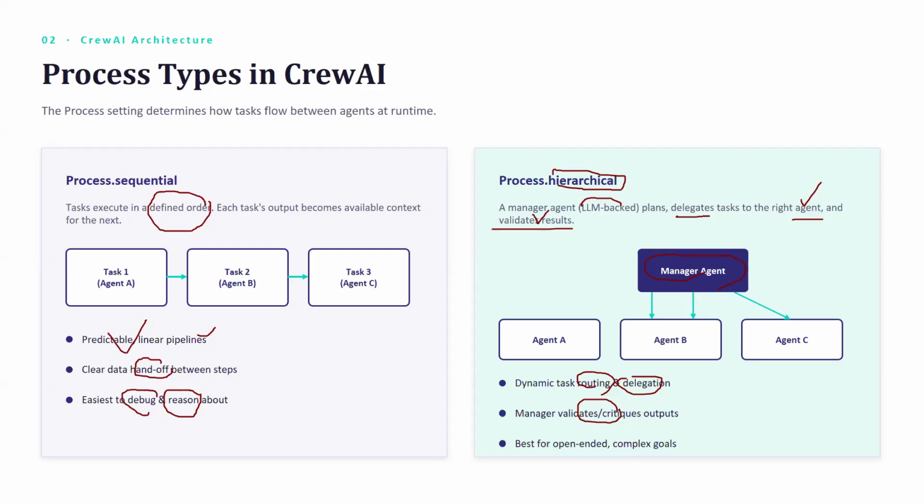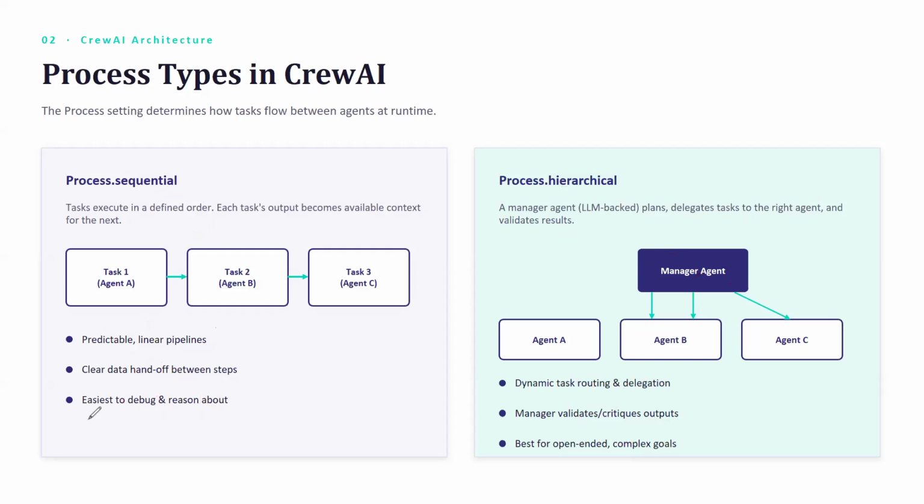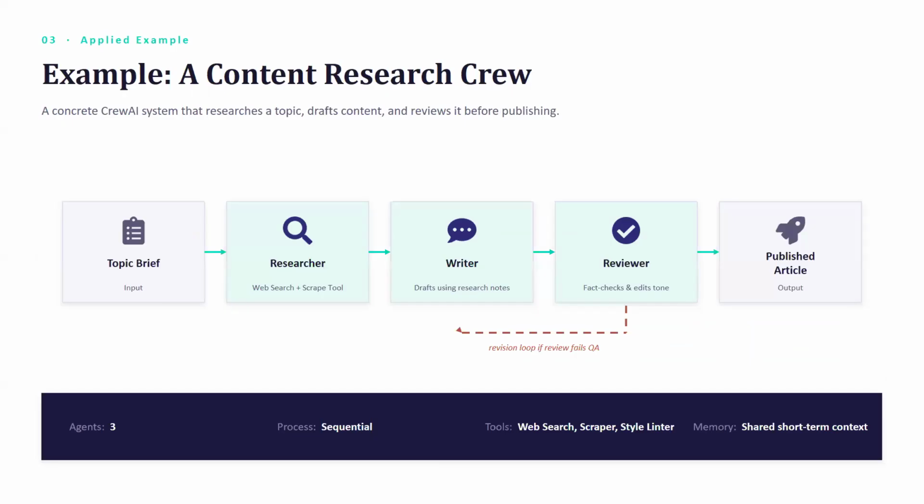Now we have some examples. For example, let's say we have a sequential task. There is a brief topic, a concrete CrewAI system that researches a topic, drafts content, and reviews it before publishing. It's very linear in nature. It's a sequential process. We use tools called web search, scraper, style linter. So these are the tools, right?